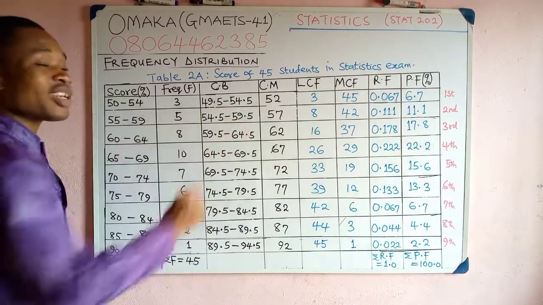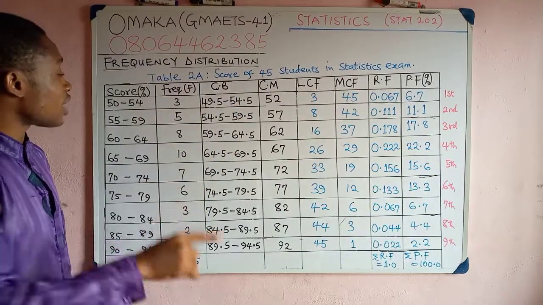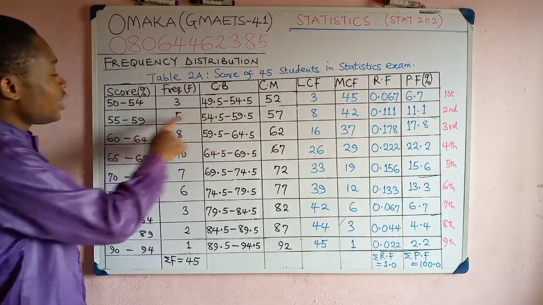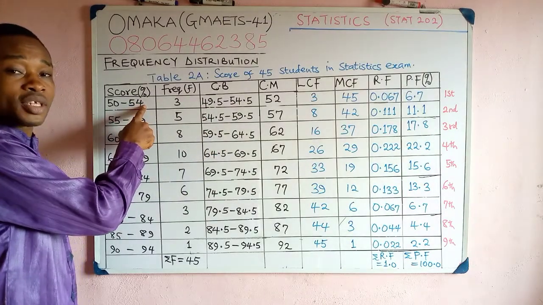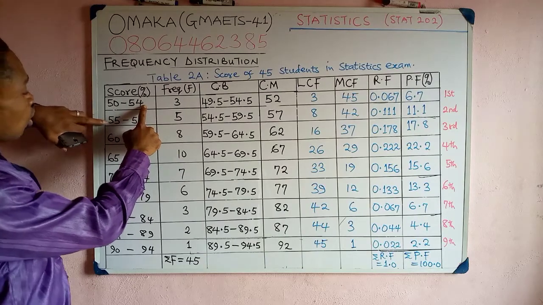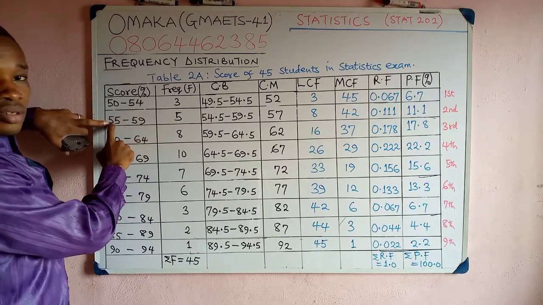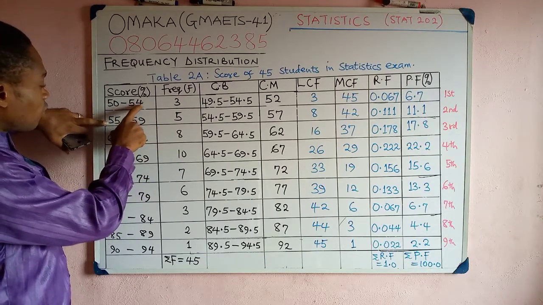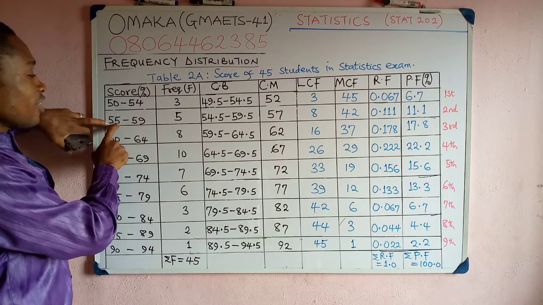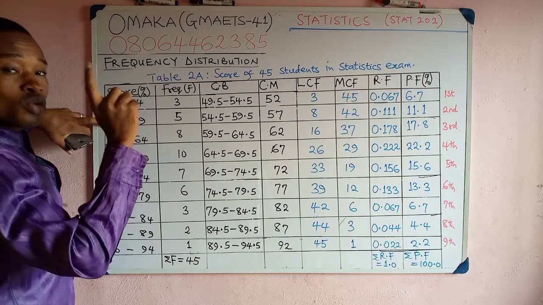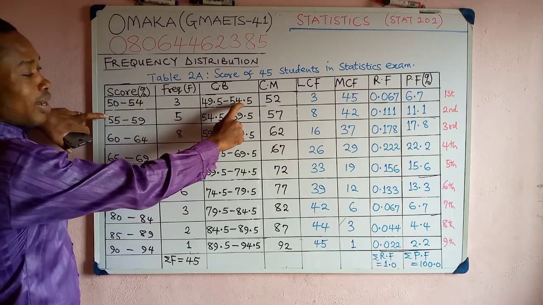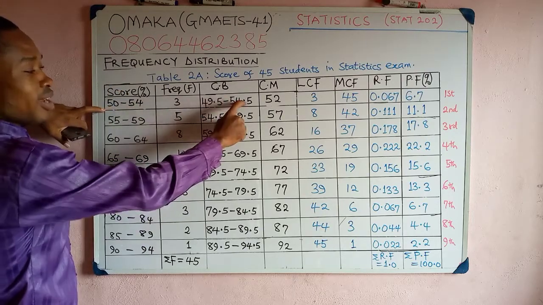Then for the upper class boundary, again, in the formula we say, to get the upper class boundary, it is the upper class limit of the class you are treating plus the lower class limit of the class after it. So if you add 54 to 55, what will you get? You get 109. Then divide it by 2. You now get the upper class boundary of the first class.